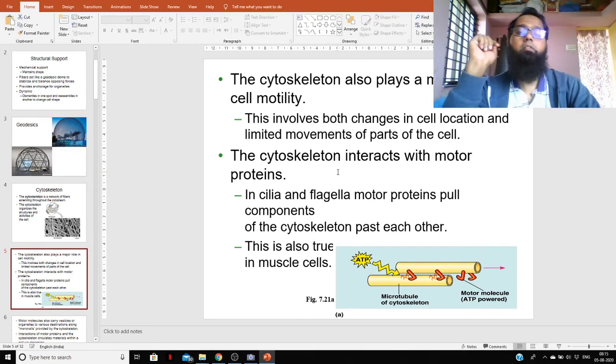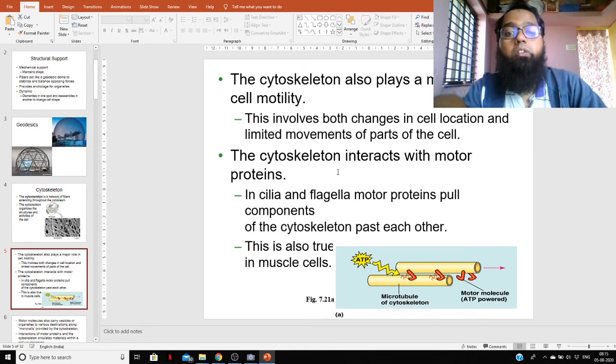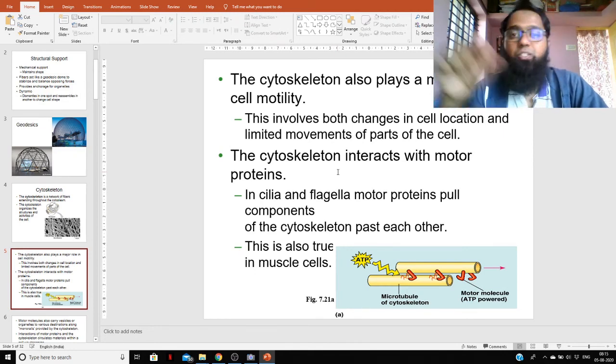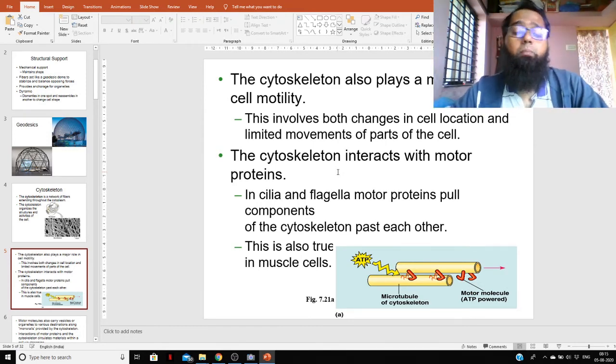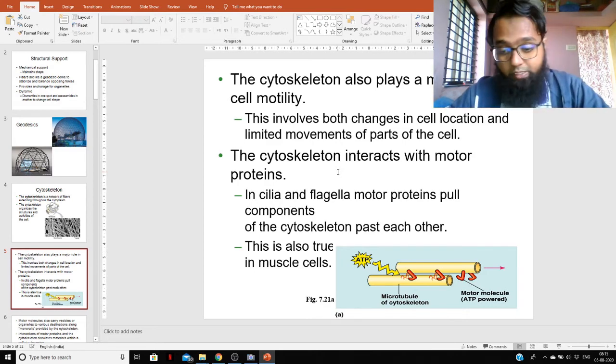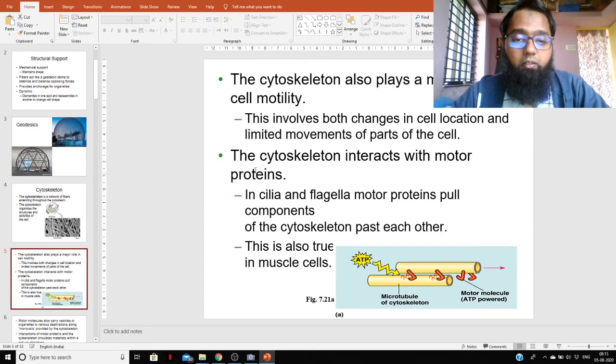Okay, a very good example they have taken is the cilia and flagella. Motor proteins pull components of the cytoskeleton past each other. That means they are showing the gliding movement. You can see it in the bottom part of this slide, where a microtubule of the cytoskeleton and a motor protein, powered by the ATP molecule, are both gliding upon each other, giving rise to cell motility. This is also very true in muscle fibers. Every animal's body has muscles, and its movement is shown by these things. Okay, coming to the next thing.